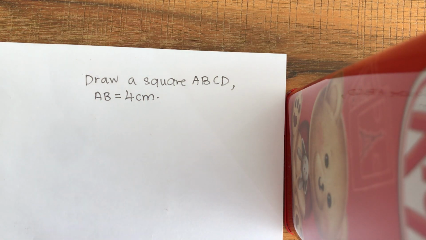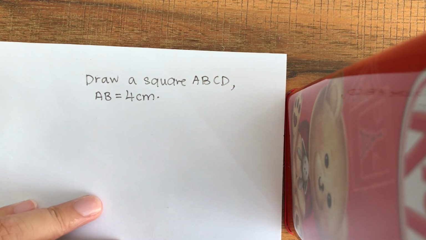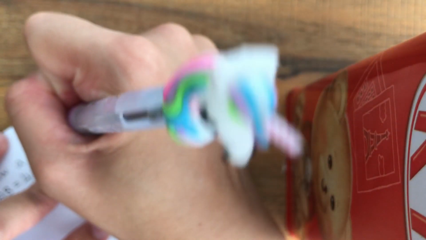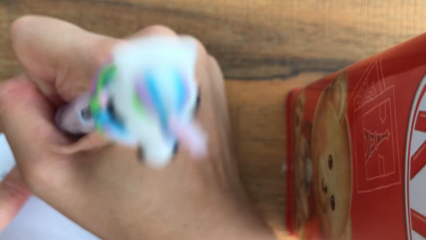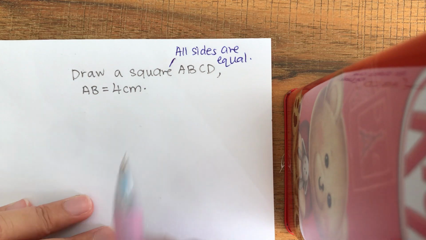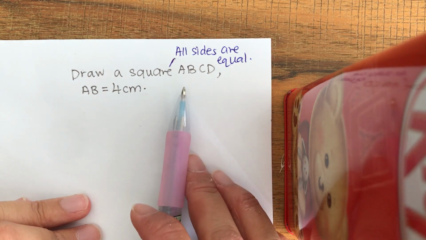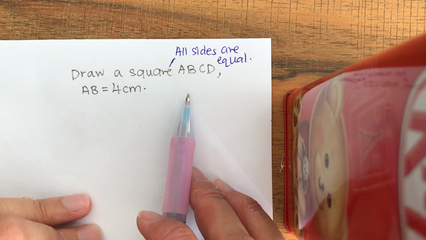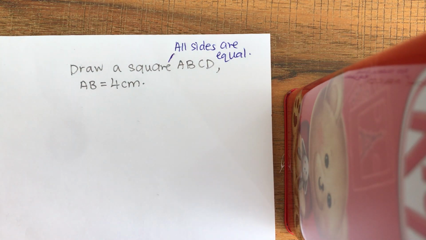Firstly, you have to recall the property of a square. What's the property of the square? Yes, all sides are equal. What this means is that if AB is 4 cm, BC is 4 cm as well, CD is 4 cm, and AD is 4 cm. Alright, all sides have the same length.